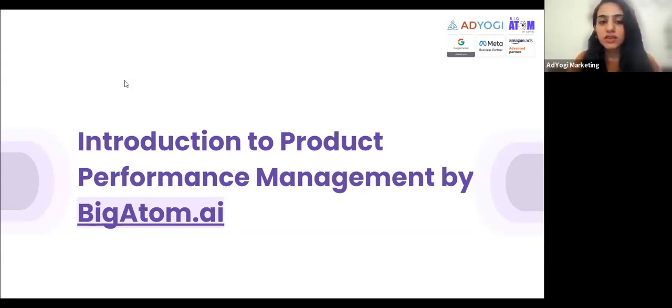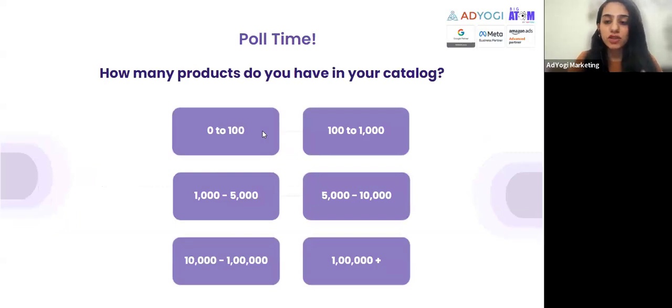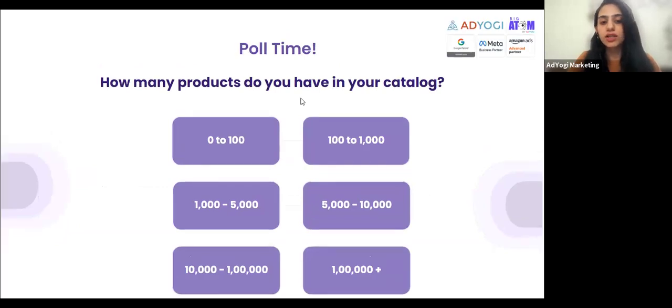So before we start with the session, we have a poll for you. The poll is basically to understand the number of products in your catalog. Now, the number of products could be between 0 to 100, 100 to 1,000, 1,000 to 10,000, maybe beyond 10,000 or beyond 1 lakh as well. So we do have a lot of clients or marketplaces that are dealing with different sizes of catalogs. And that is the basis of product performance management, to be able to understand the catalog size, drill down upon it, and then help you deliver granular analysis and insights.